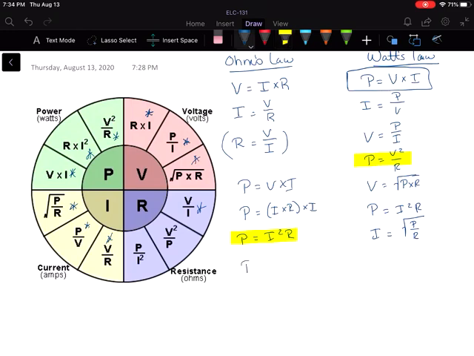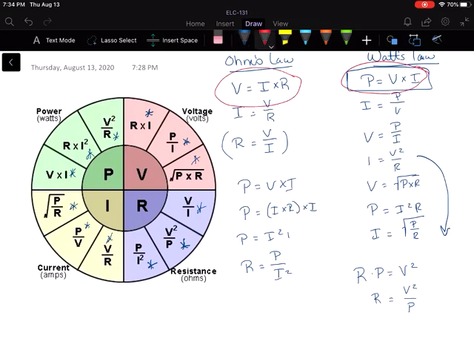So here R is equal to P over I squared if I divide both sides by I squared. And here, if I multiply both sides by R, I get R times P equals V squared, and then divide by P, V squared over P. That's right there. So this is where all these equations come from. However, they are really nothing more than V equals I times R and P equals V times I.